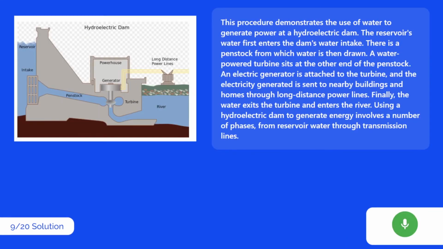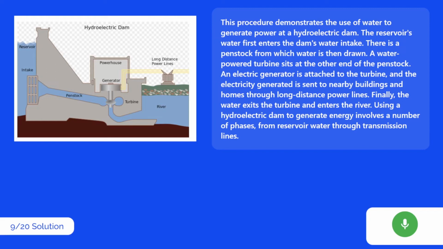This procedure demonstrates the use of water to generate power at a hydroelectric dam. The reservoir's water first enters the dam's water intake. There is a penstock from which water is then drawn. A water-powered turbine sits at the other end of the penstock.